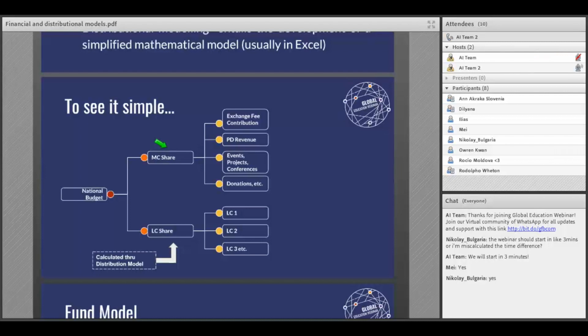As for the MC, their revenue generation is usually composed of exchange fee contribution, which is the per share or the percentage in each of the exchanges that the MC gets. PD revenue through national sales and partnerships, events, projects, conferences such as Youth Speak Forum or NATCO, and even donations, grants, and other sources of revenue.